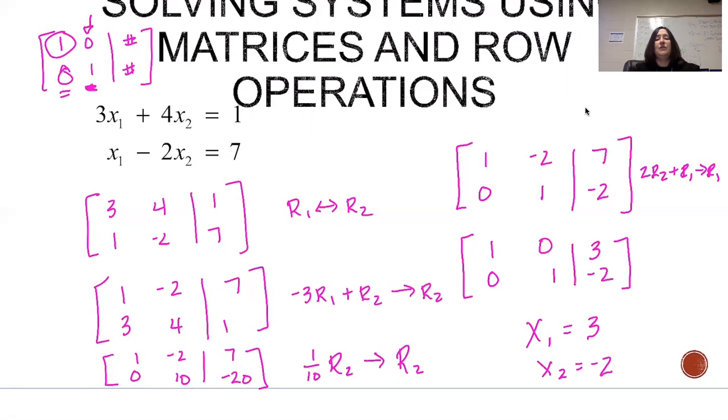There are also ways to do this on the graphing calculator. If you do not have a graphing calculator, you can use the matrix calculator in Desmos.